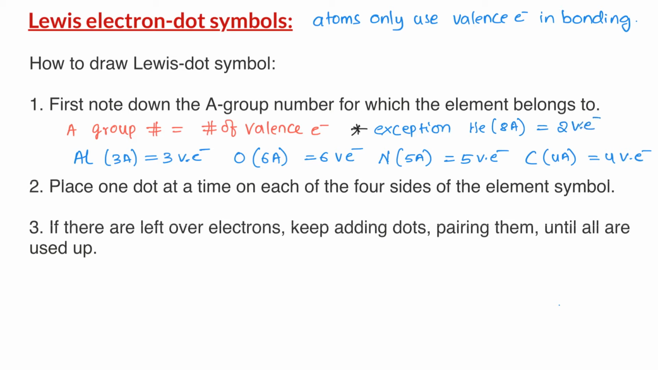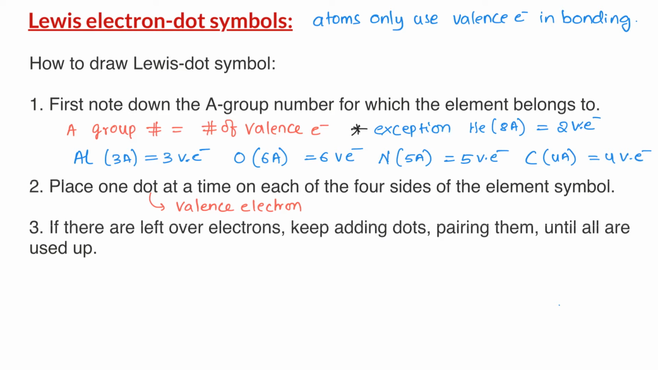The second rule is, place one dot at a time on each of the 4 sides of the element's symbol. The dot represents an electron. If there are leftover electrons, keep adding the dots, pairing them until all are used up. Let us do a few examples.